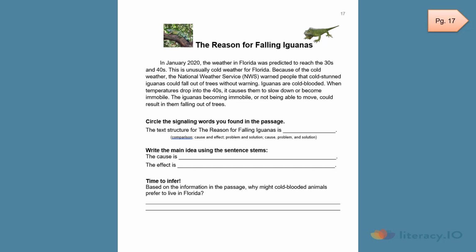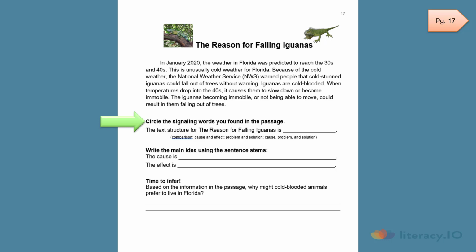On page 17, we have a short passage titled "The Reason for Falling Iguanas." In January 2020, the weather in Florida was predicted to reach the 30s and 40s. This is unusually cold weather for Florida. Because of the cold weather, the National Weather Service, or NWS, warned people that cold-stunned iguanas could fall out of trees without warning. Iguanas are cold-blooded. When temperatures drop into the 40s, it causes them to slow down or become immobile. The iguanas becoming immobile, or not being able to move, could result in them falling out of trees.